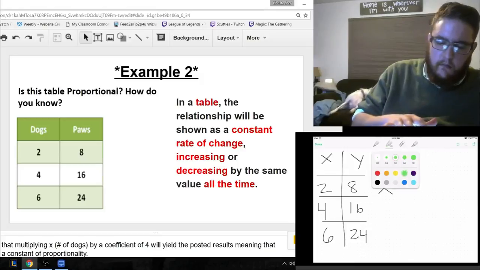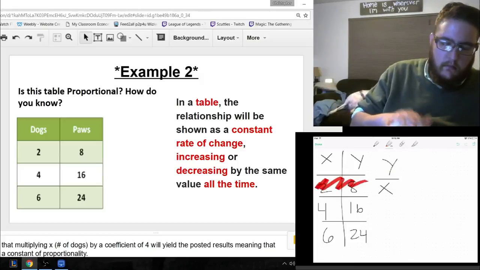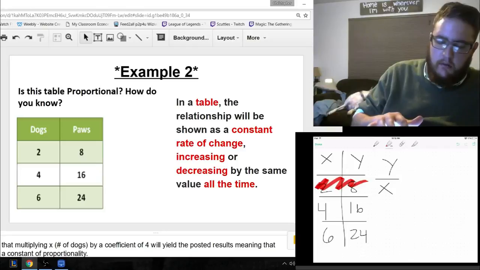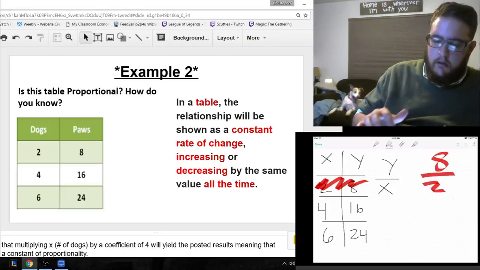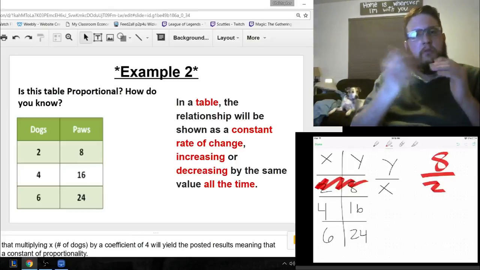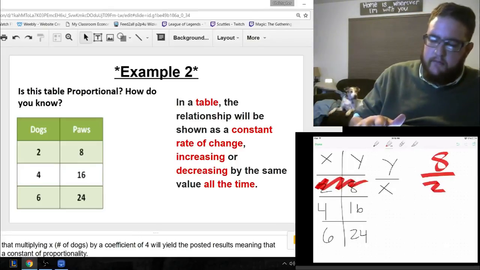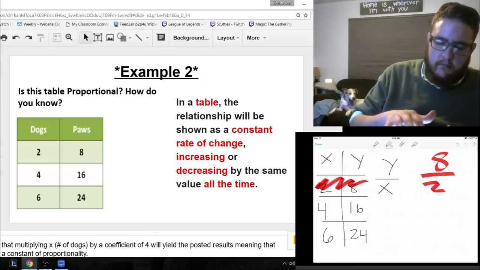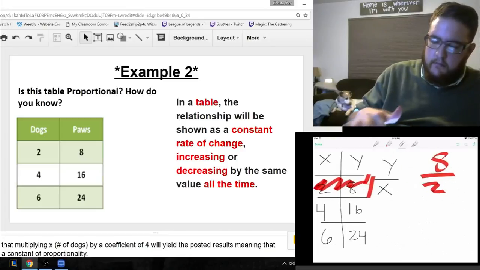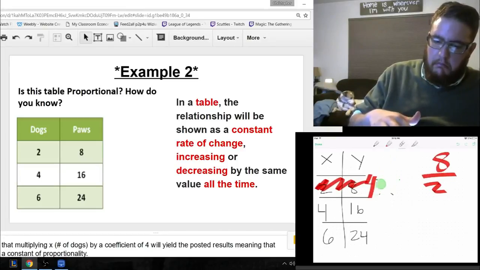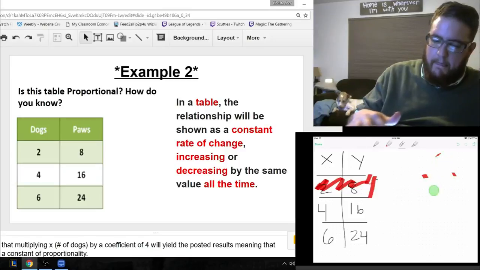Our first pair, 2 and 8. We'll substitute the 8 in for y and the 2 in for x, and 8 divided by 2 is 4. I'm going to go ahead and rewrite this and give us a little bit more space.